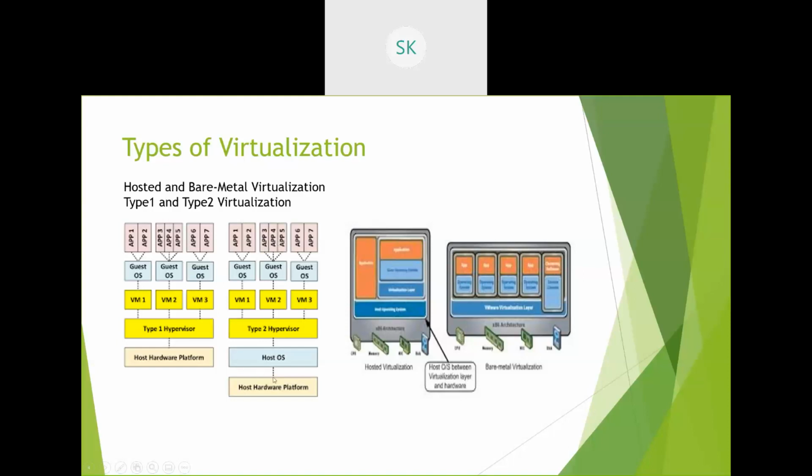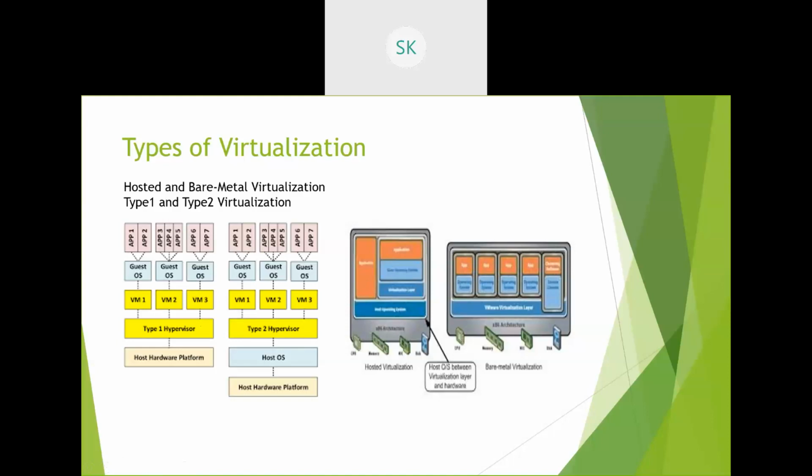This is the structure. The same structure we are going to replace with a bare metal architecture. See here, the hypervisor, the virtualization layer, directly contacts the hardware platform. The function remains the same. Whatever VMs are here are the same. The guest OS installation, application installation, everything is the same. But what is the difference between hosted architecture and bare metal architecture?